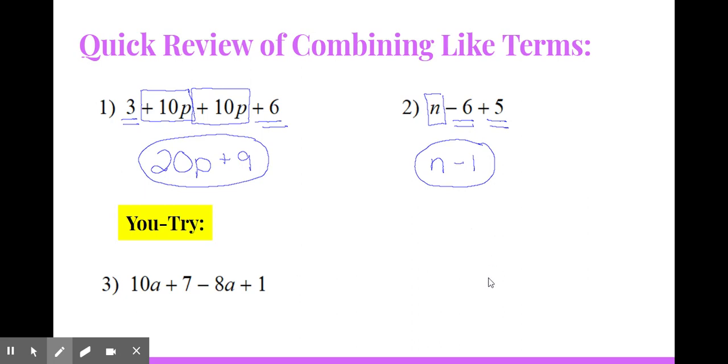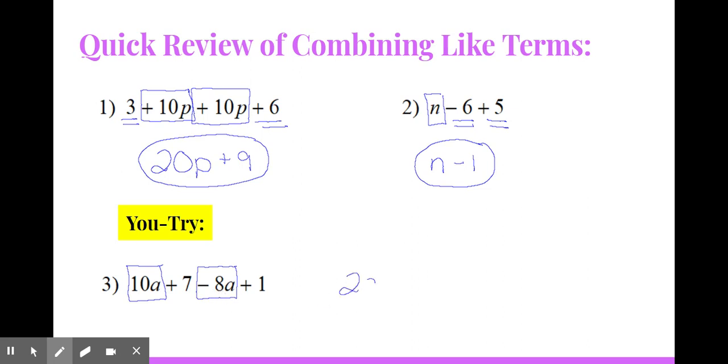All right, your turn. Try this problem with me, problem number 3. So the first term I see is a 10a. Which term is a like term with 10a? Negative 8a is the like term. So 10a and negative 8a are like terms. I can combine those. What is 10a minus 8a?